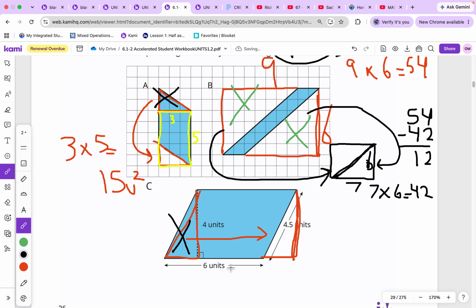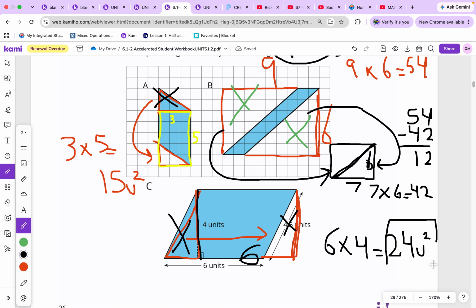I can just use the actual length. Even though I moved this triangle over here, the length is still the same. It's still 6 units. And the width is 4 units. The 4.5 I don't need. That's a slanted height. It's not the actual width. So I would just use the 6 and the 4. I would say 6 times 4, which is 24 units squared. Final answer.